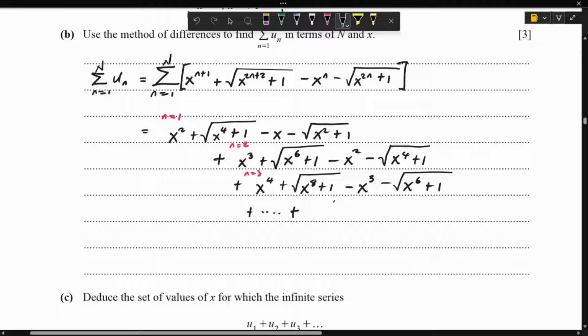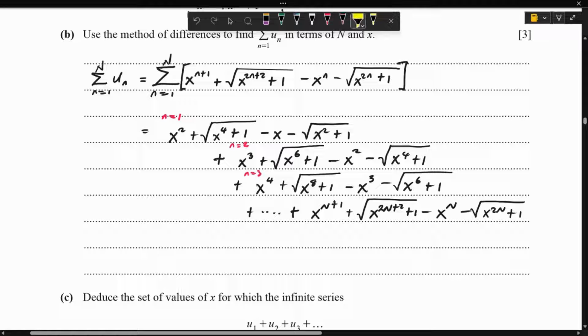That's when n is equal to capital N, which will give us x to the power of n plus 1, plus the square root of x to the power of 2n plus 2 plus 1, minus x to the n, minus the square root of x to the 2n plus 1. So this is what we're having.